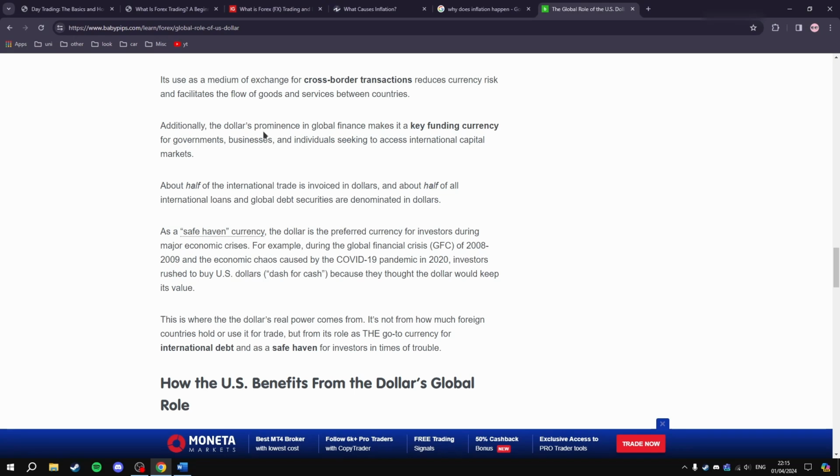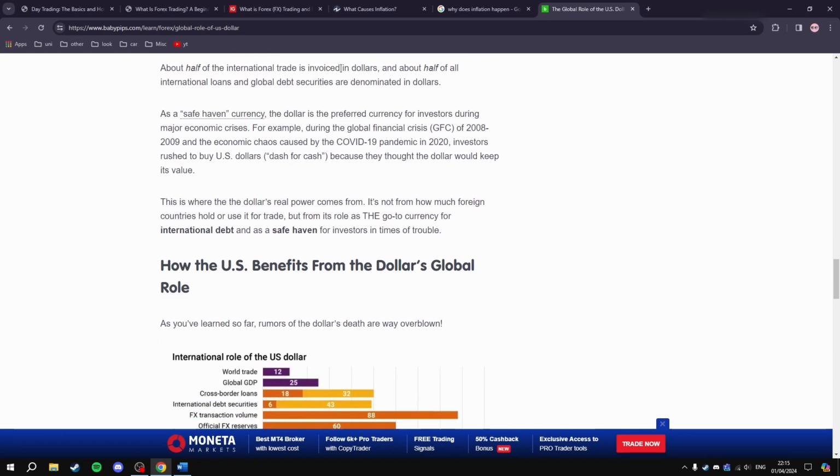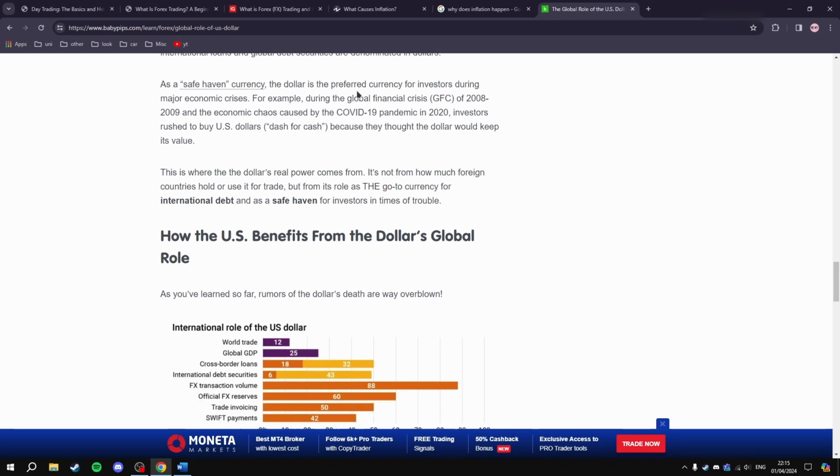Its use as a medium of exchange for cross-border transactions reduces currency risk and facilitates the flow of goods and services between countries. Additionally, the dollar's prominence in global finance makes it a key funding currency for governments, businesses, and individuals seeking to access international capital markets. About half of the international trade is invoiced in dollars, and about half of all international loans and global debt securities are denominated in dollars.